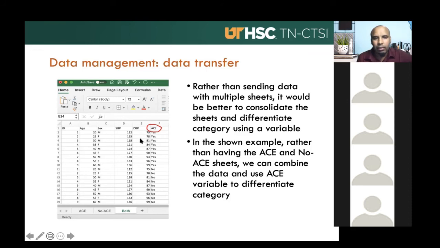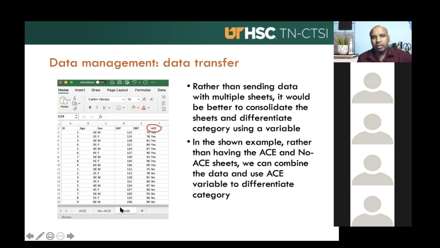Here we have the variables age, sex, systolic blood pressure, diastolic blood pressure, and the ACE. In the ACE sheet, we cannot click this one right now, but we have ID, age, sex, systolic blood pressure, and diastolic blood pressure. In the no ACE sheet, we also have ID, age, sex, systolic blood pressure, and diastolic blood pressure. Those data are about half of what we see here.